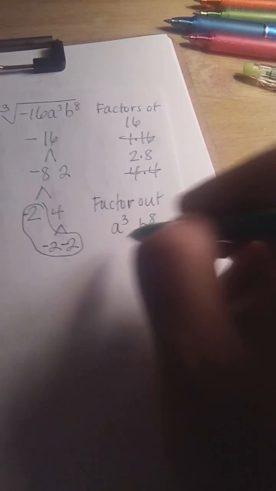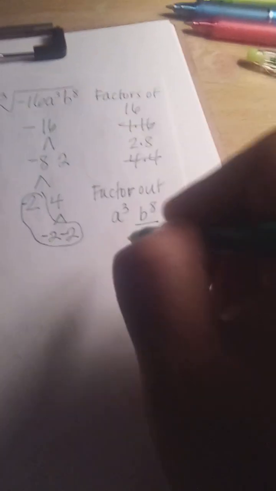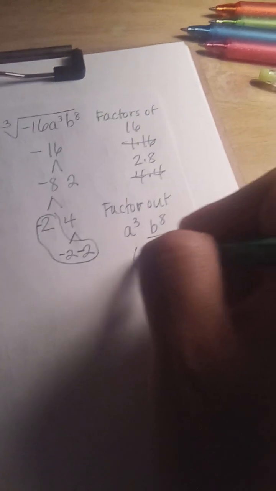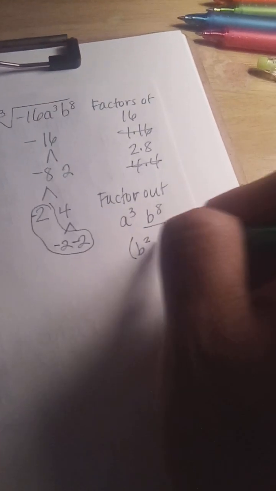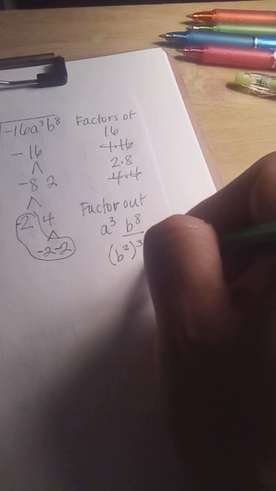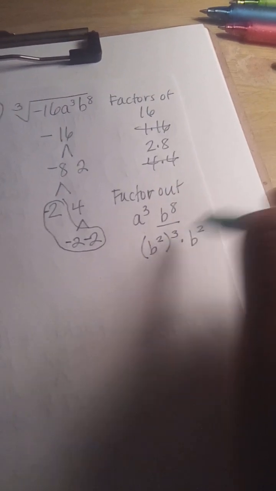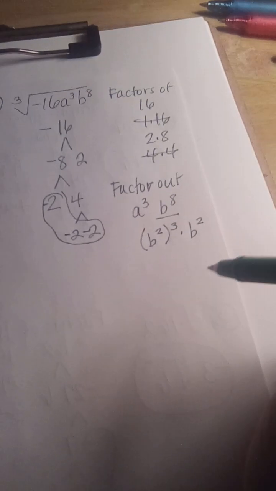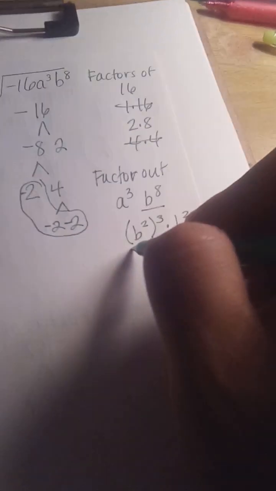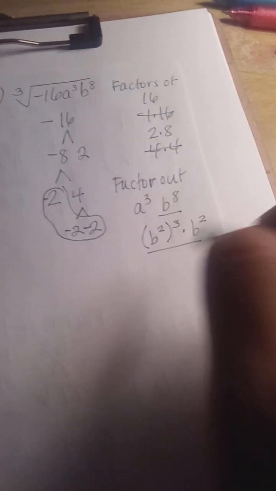Oh, we can do this. Can we try b squared to the 3rd power times b squared? Because 2 times 3 is 6, and 2 more is 8. So that's how we use this, breaking down this part. Any questions on this part?